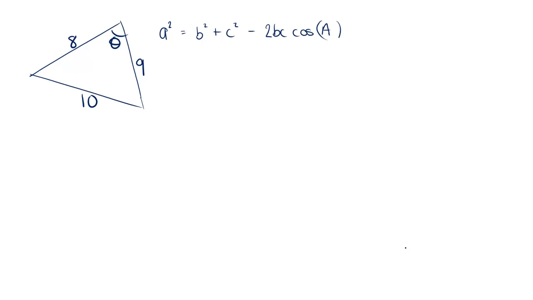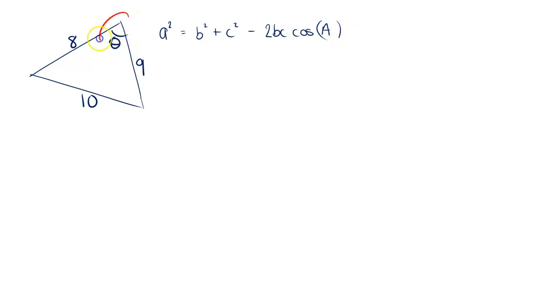Okay, moving on to the second type of problem. So if you have all 3 sides of a triangle, you can work out an angle. And you can work out any of the 3 angles. You just need to be careful to label your triangle appropriately. So it's this one here that the cosine rule will find, the capital A.